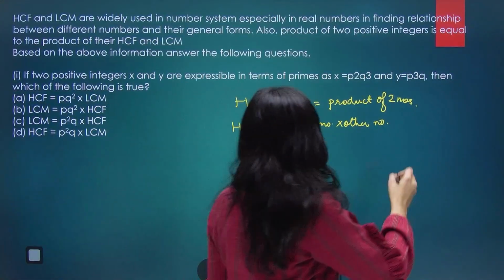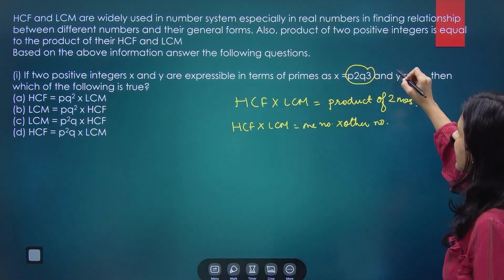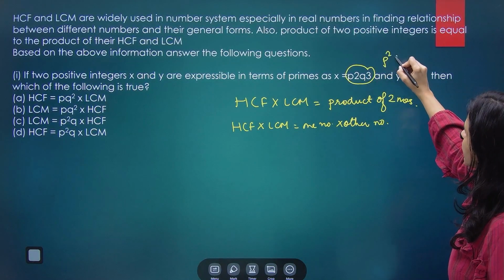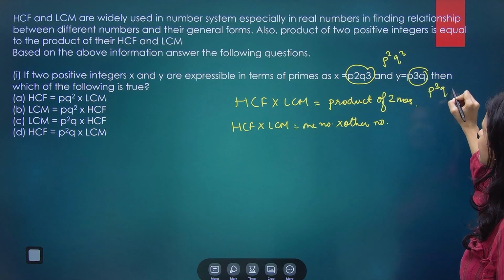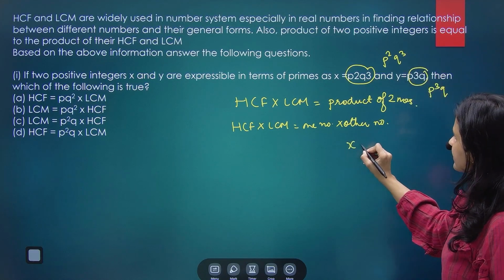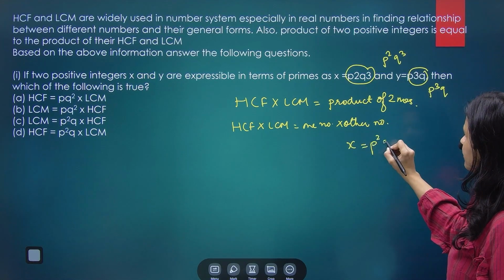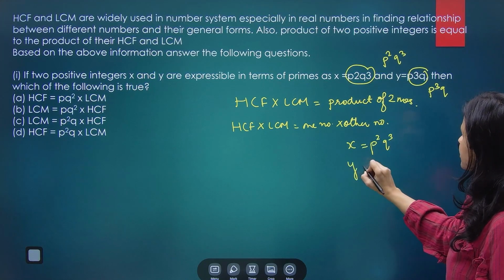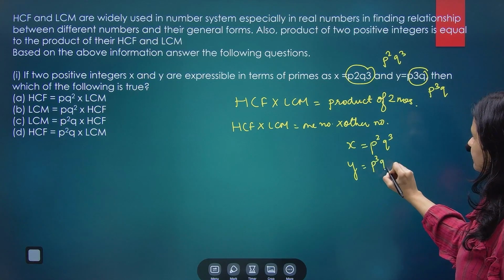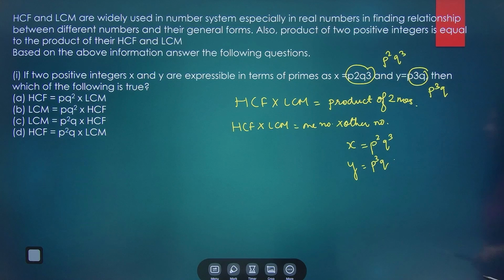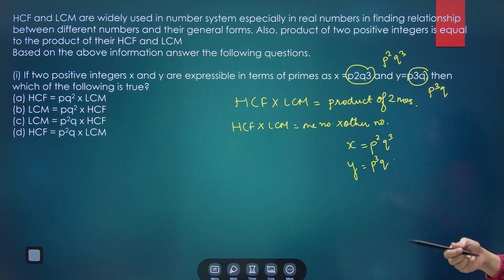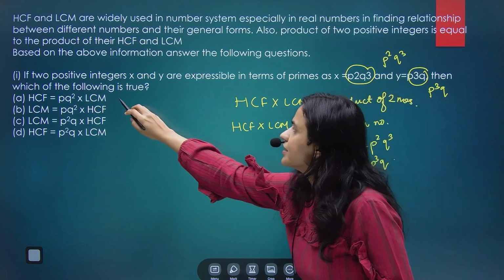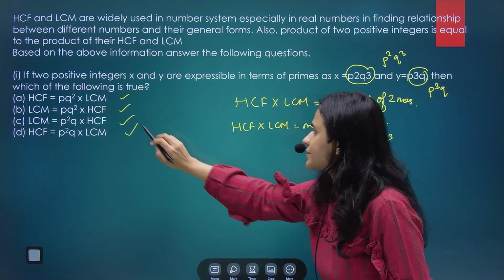And here we have some typing mistake. X is equal to P square Q cube. Y is equal to P cube Q. Please note it down. X क्या है? P square Q cube है and Y is P cube Q. ठीक है. Now which of the following is true? Again a multiple choice कि आपका ये क्या true है इसमें.